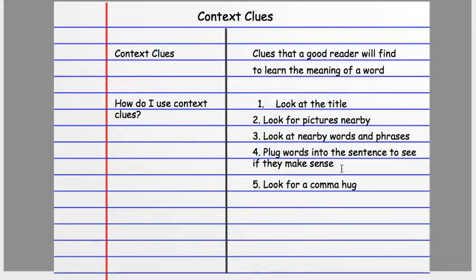That was a hint. Plug words into the sentence to see if they make sense. This works especially good for our test cards. When you have a multiple choice question on a test, you can plug those in and see which ones really make sense with the story. And then you want to look for a comma hug. You might be wondering what that is, so go ahead and write this down and then you will know.